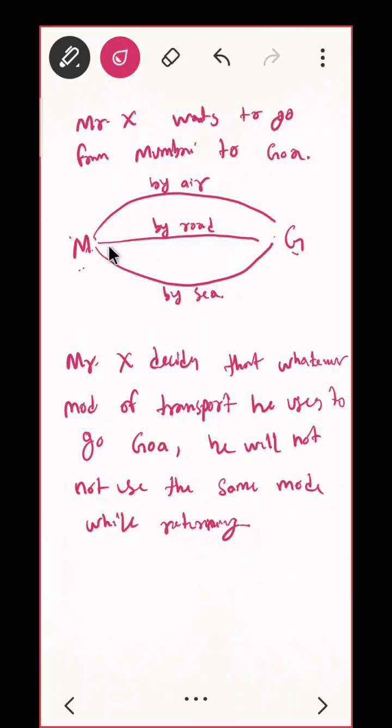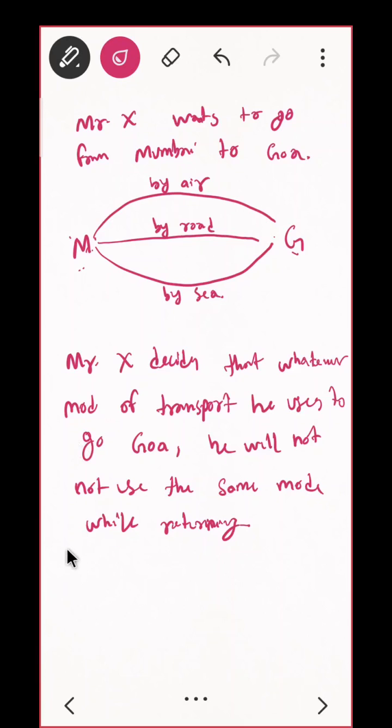Similarly, if he goes by road, then he has two possibilities. He cannot come by road. He has to take either air or sea. Yes? The same happens if he goes by sea, then he can return by this and this. So in all cases, there are three cases.